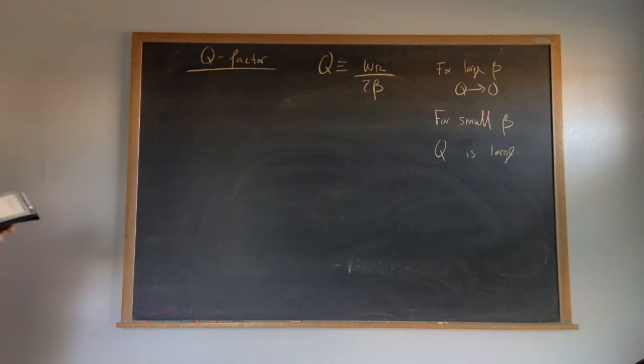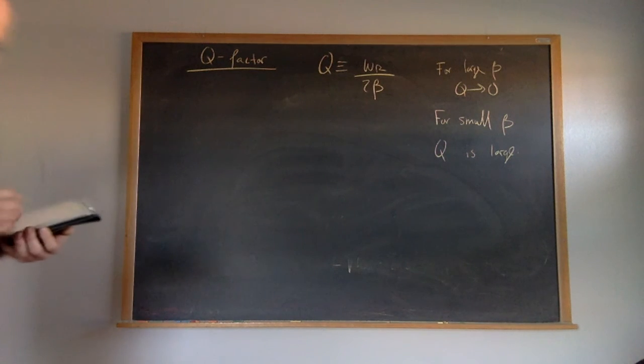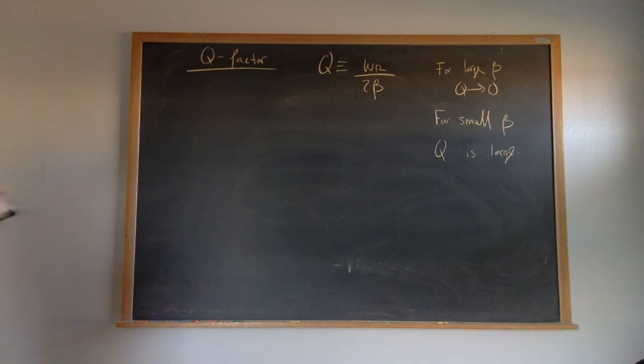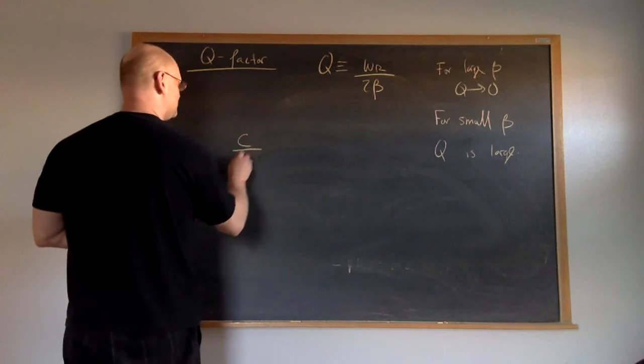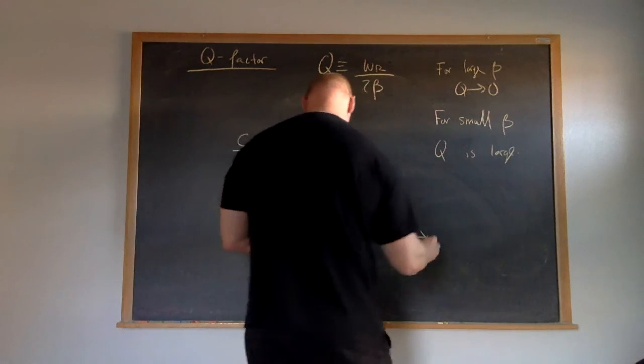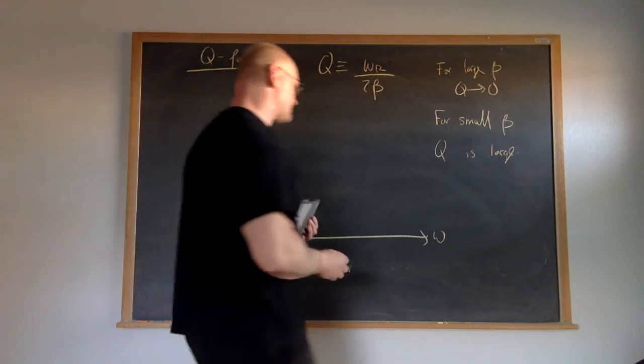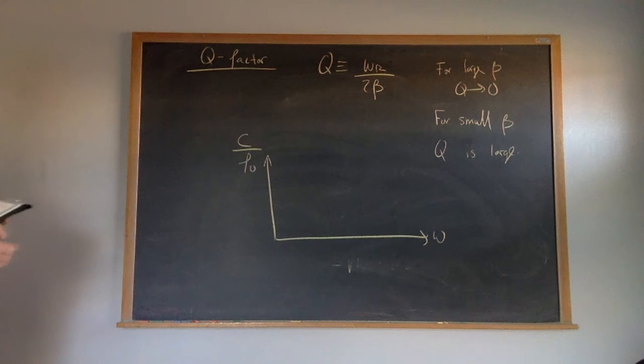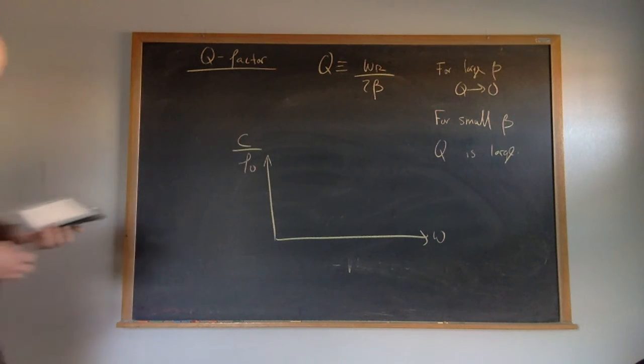So to understand what this is going to do, let's make a quick plot. Here we're going to plot C divided by F0 on this axis, and the angular frequency on this axis. Let's see what actually happens here.